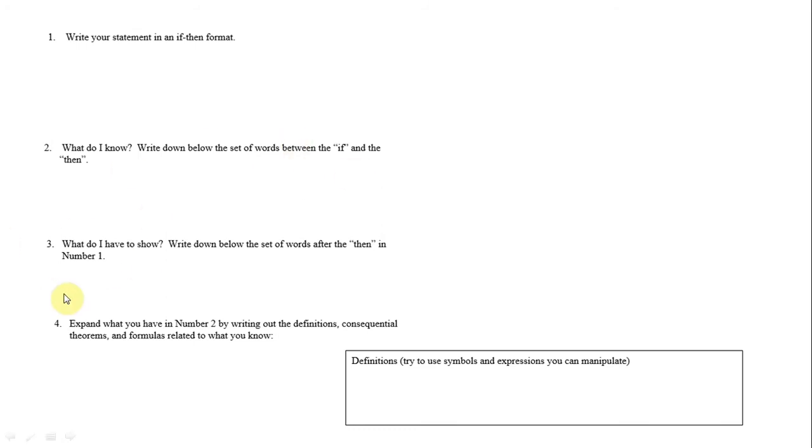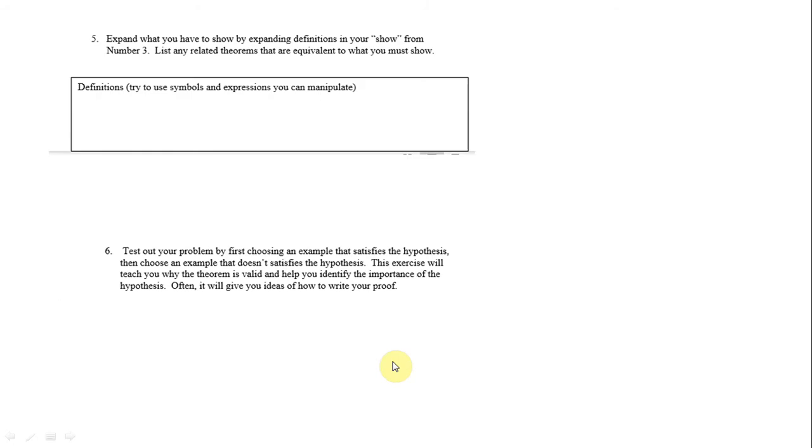Now, here I have number 4, to expand what you know, write out the definitions, try to use symbols and expressions that you can manipulate, and you have the same here for number 5. Write out the definitions. There's more on your proof sheet. There's theorems that are equivalent to what you're trying to show. You want to have them all listed because if you arrive at any one of them, you're done. Same for what you know. There's theorems that are equivalent to what you know. Those are things that you can use as well. There's conclusions from your know, that if you know this, then the following is true. Write everything up, that way you have all the puzzle pieces laid out.